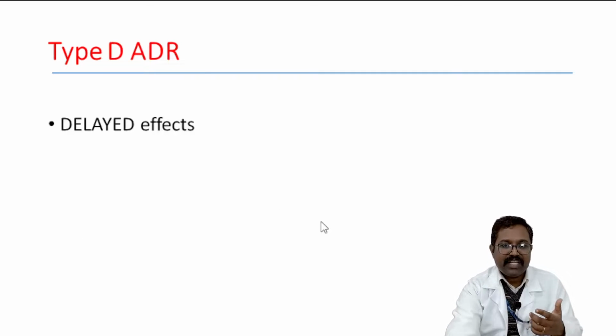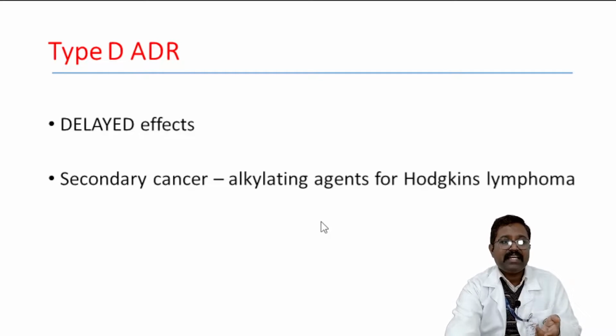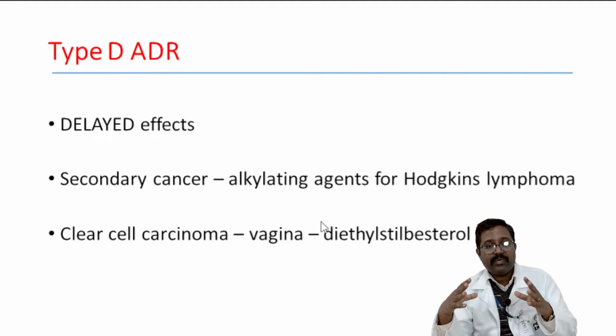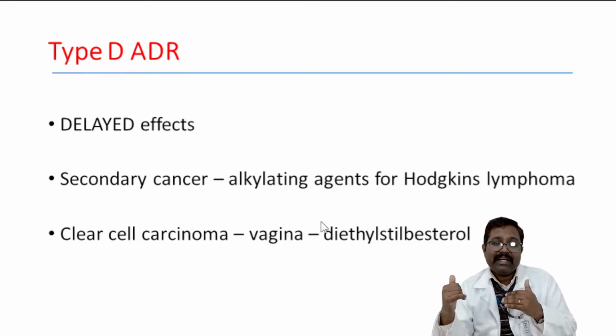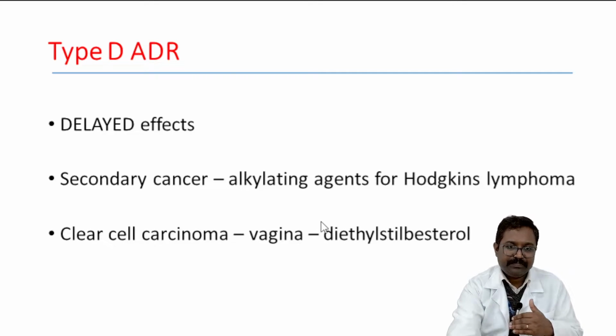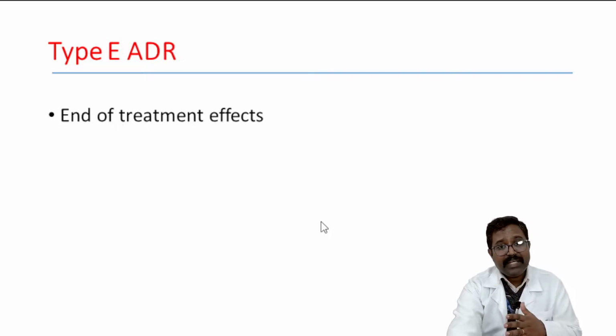Type D adverse drug reaction, D stands for delayed effects. This can be seen whenever you administer an alkylating agent. When you are going to treat Hodgkin's lymphoma, this can create secondary cancers. Again, administration of diethylstilbestrol in a pregnant woman can lead to clear cell vaginal carcinoma in the female offspring. Next, we have a type E adverse drug reaction.